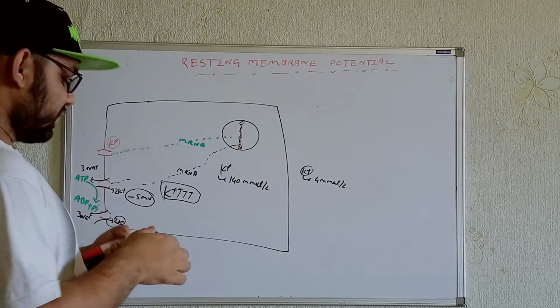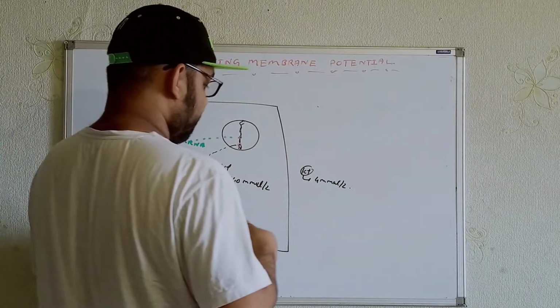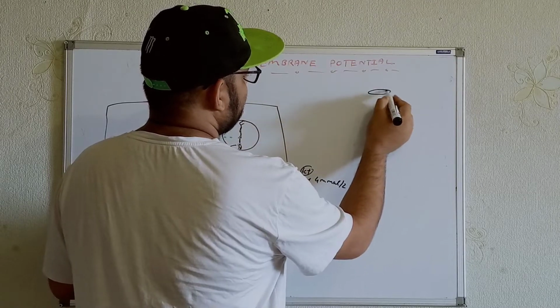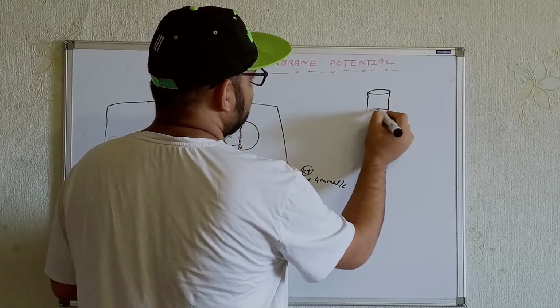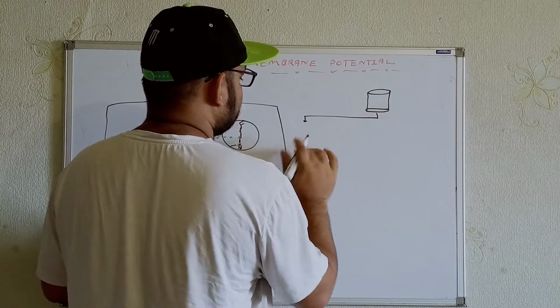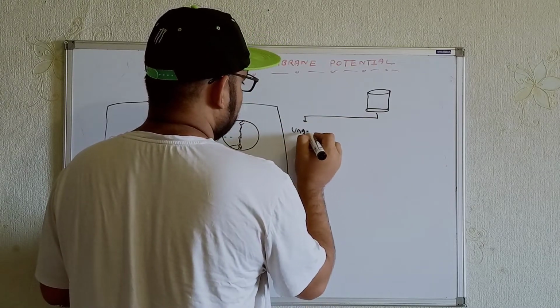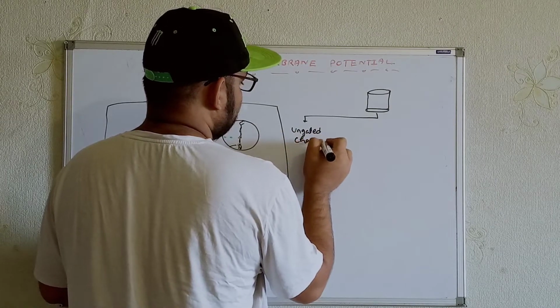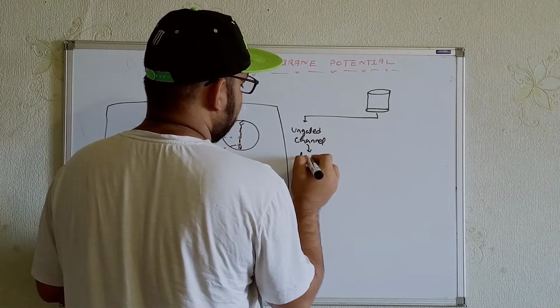As far as the channel is concerned, let me say in detail about the channel over here. Whenever we are talking in terms of the channel, we will get different types of channels. First, we can get the ungated channel, another name for which is the leaky channel.